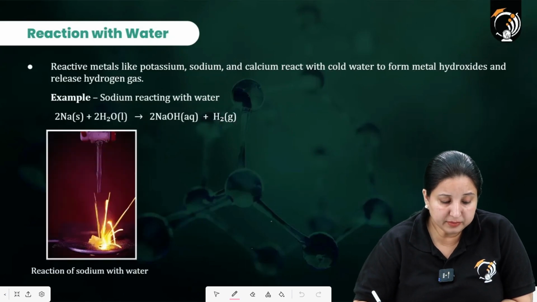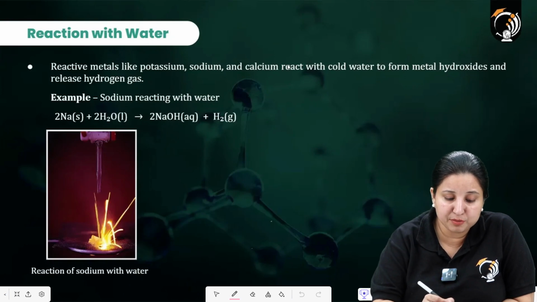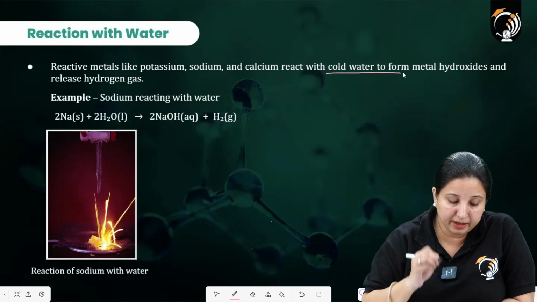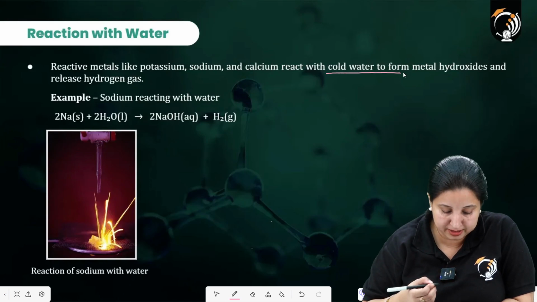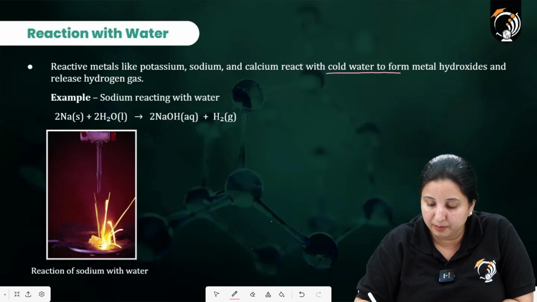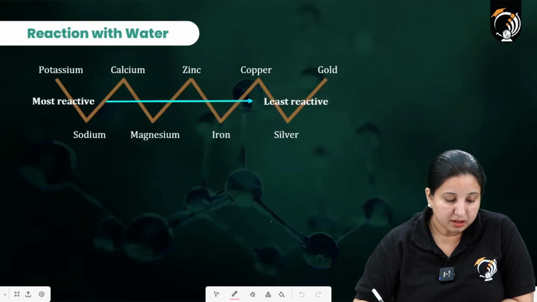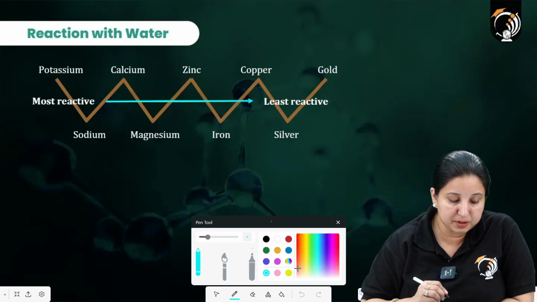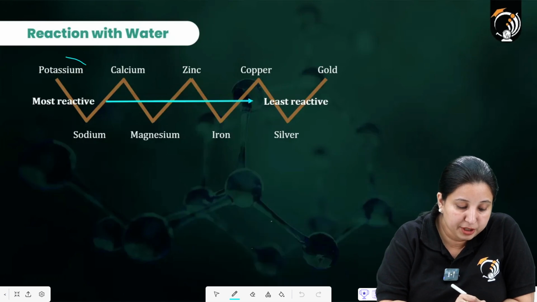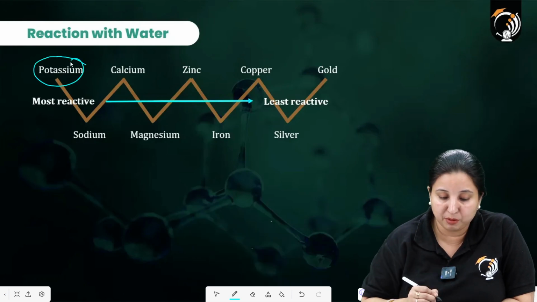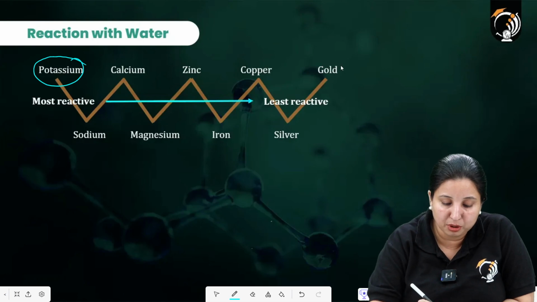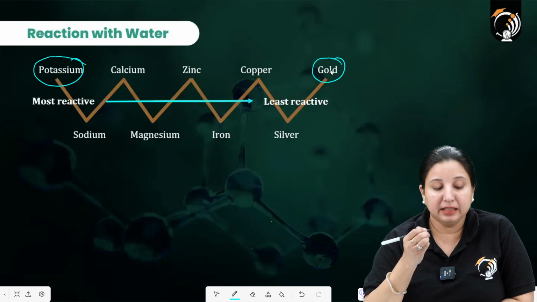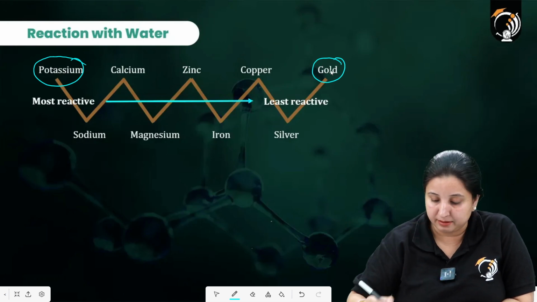Reactive metals like potassium, sodium and calcium react with cold water to form the metal hydroxides and release hydrogen gas. Just now we have seen the case of sodium and water. Now over here, if I talk about the reaction with water and you observe, potassium is going to be the most reactive over here, and gold is going to be the least reactive over here, which we have already seen in the reactivity series.